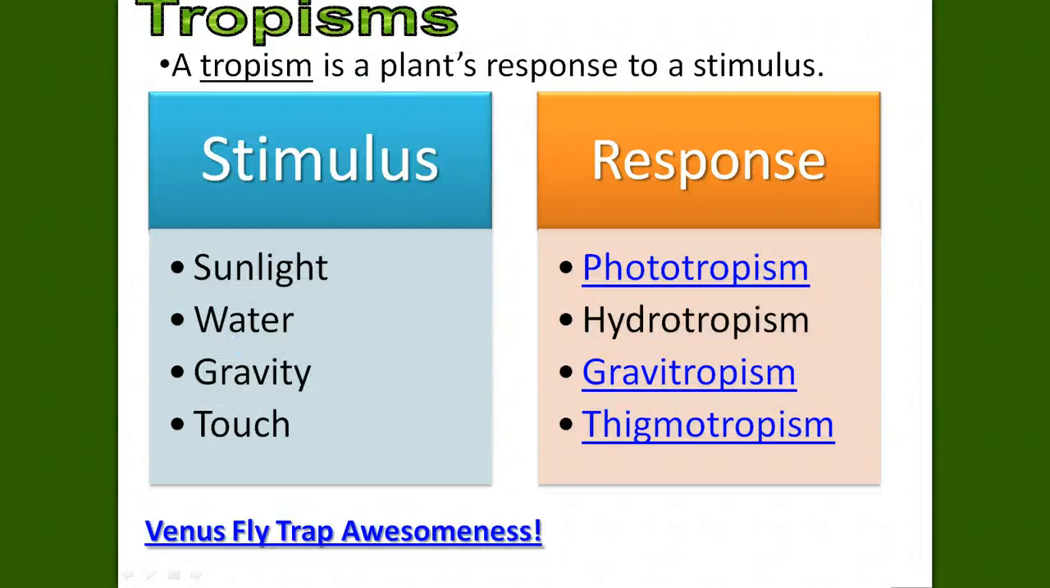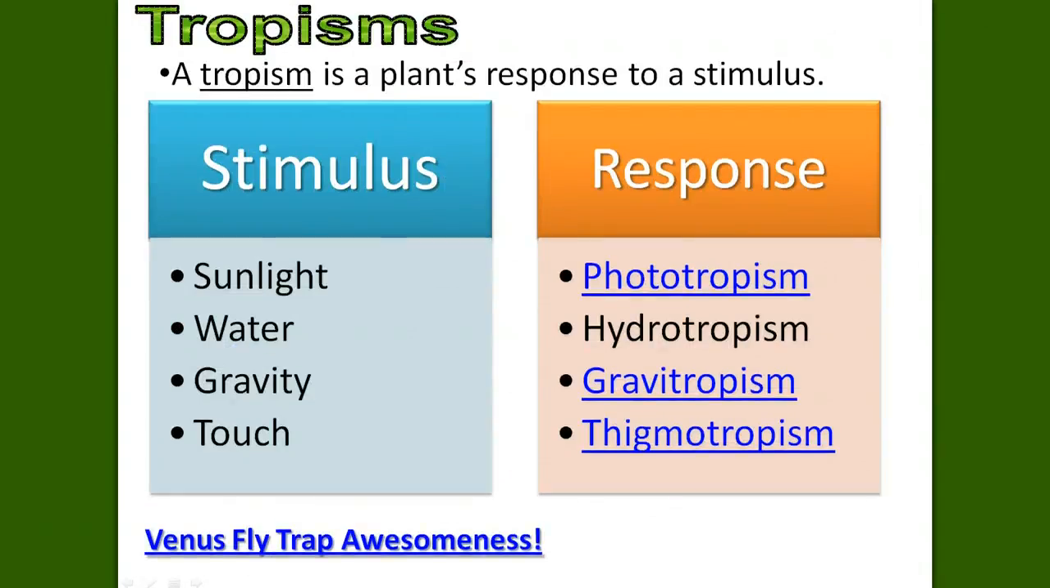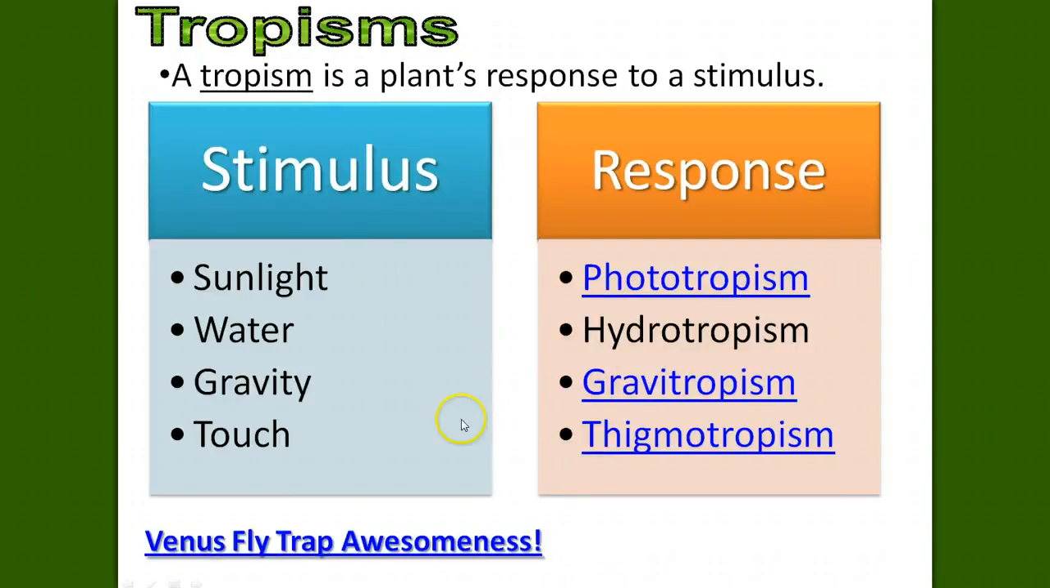The last thing that we're going to look at is tropisms. A tropism is a plant's response to a stimulus. Remember I told you that plants, all living things, respond to stimuli? Well, plants respond to a stimulus in 4 different ways. I'm going to teach you the stimulus.